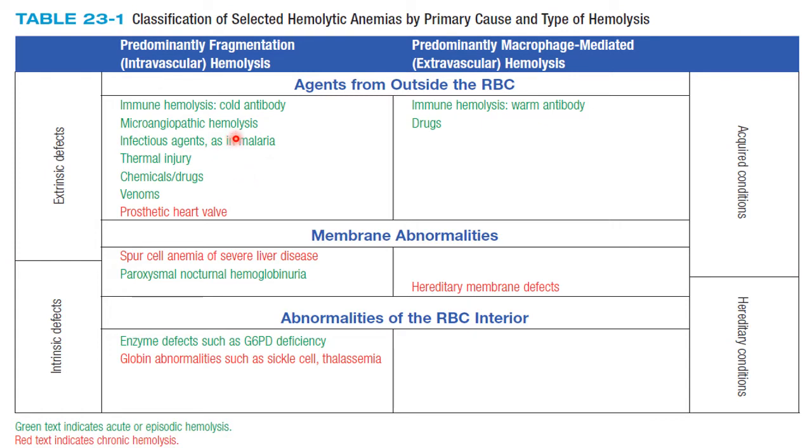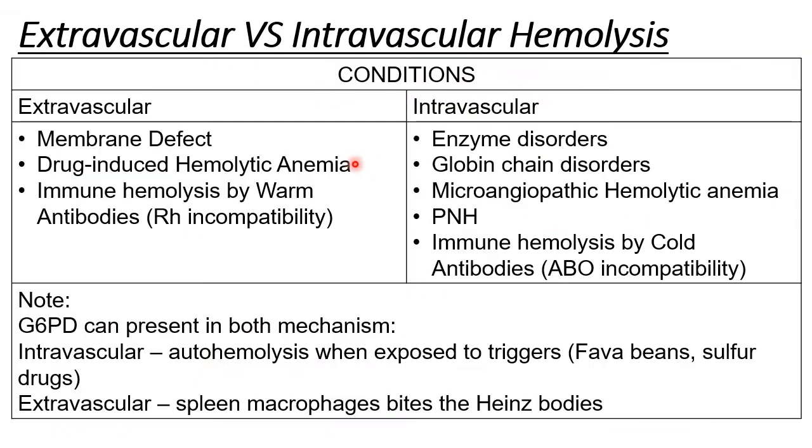Pero, if in case na hirap kayo sa table na to, we can break this down into much simpler discussion. Unahin natin, yung classification between extravascular versus intravascular. So, recall lang natin, extravascular is also known as your macrophage-mediated hemolysis, while yung intravascular hemolysis is also known as RBC fragmentation hemolysis.